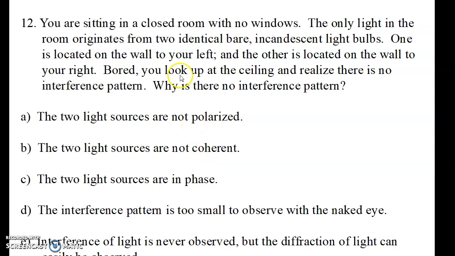You are sitting in a closed room with no windows. The only light in the room originates from 2 identical bare incandescent light bulbs. One is located on the wall to your left, the other is located on the wall to your right. Bored, you look up at the ceiling and realize there is no interference pattern. Why is there no interference pattern? And the answer is that 2 light sources are not coherent. Okay? They have to be coherent in phase for them to have an interference pattern.